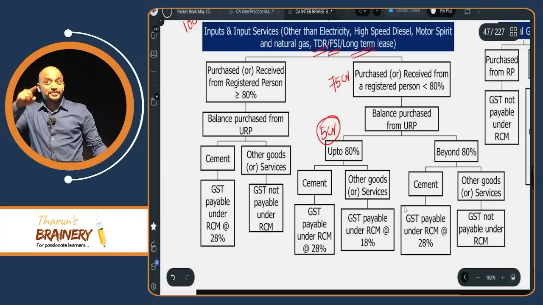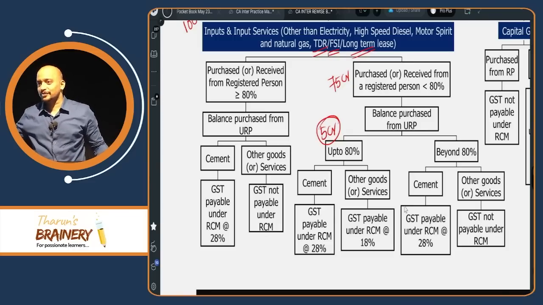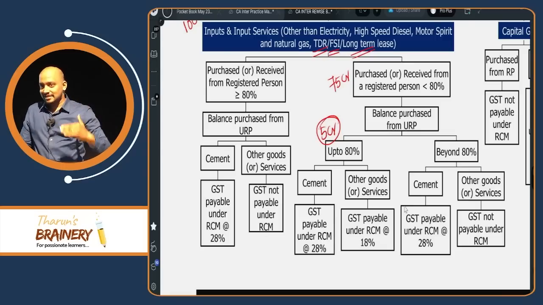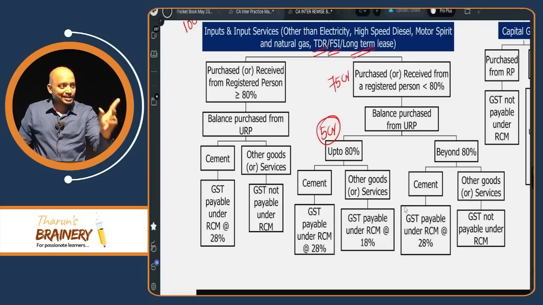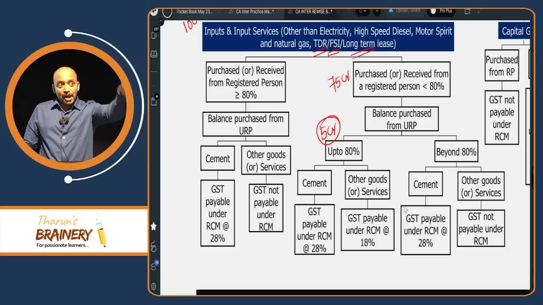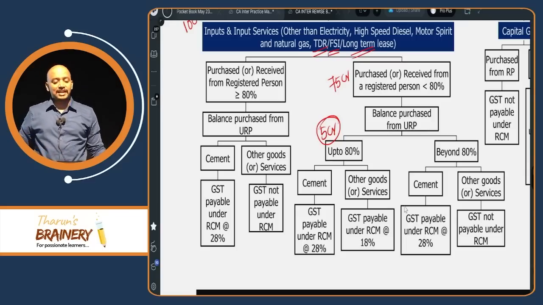Sir, what if the rate is more than 18%? Only one product is there, that is cement. Anyhow, we are paying 28%. You understood? When you are purchasing from an unregistered person, only one product is more than 18%, that is cement, and you have to pay 28%. If the product is less than 18% also, you need to pay 18% under RCM.